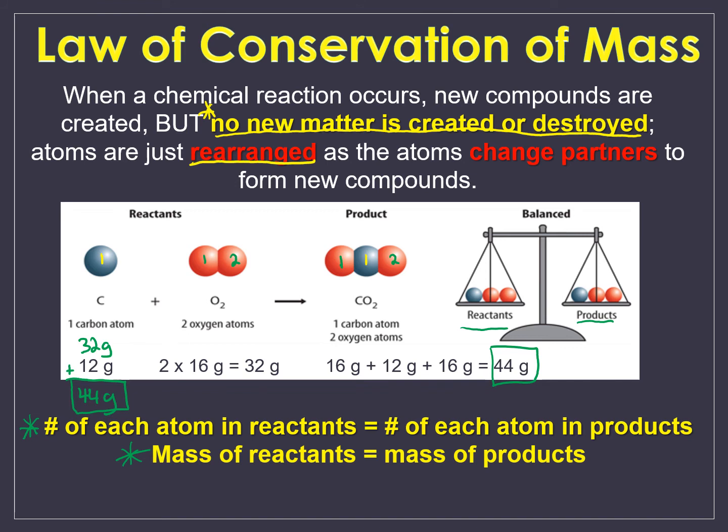So be sure, y'all, that you have written down everything that started on this slide. That the definition of the law of conservation of mass is that no new matter is created or destroyed. That the number of each atom in reactants equals the number of each atom in the products. And last but not least, y'all, which is a very, very important point, that the mass of the reactants equals the mass of the products.